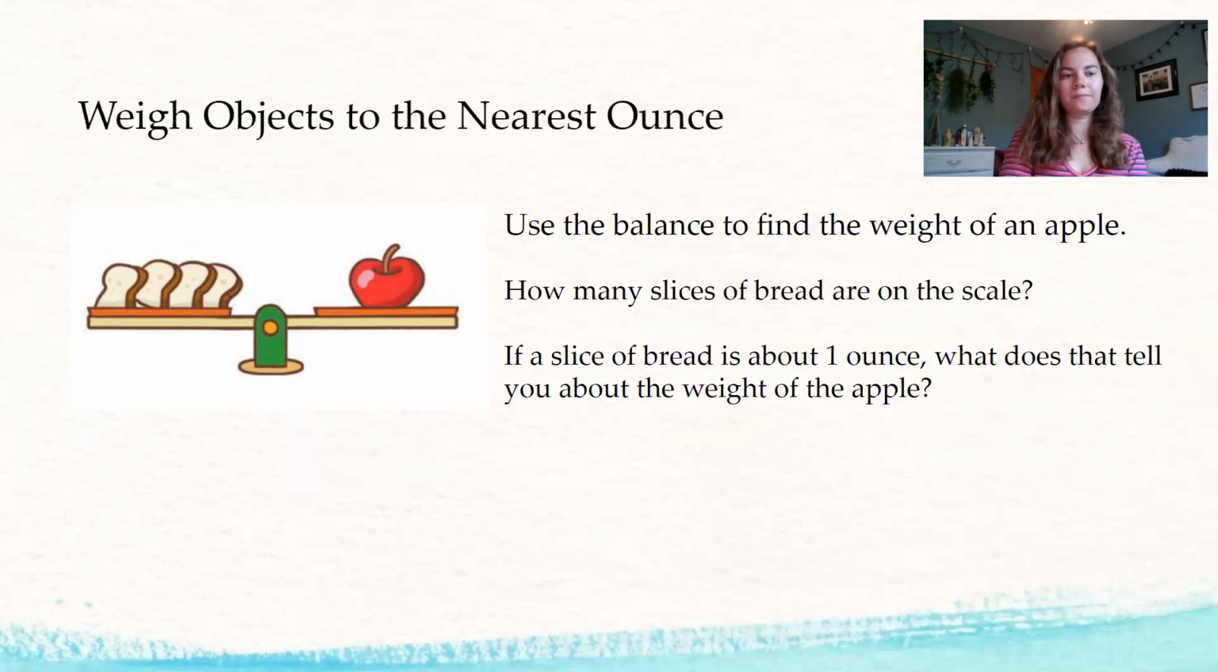Let's think about it. These are equal weights, remember, and 1 piece of bread is 1 ounce. So this is 1 ounce. Here's 2 ounces, 3 ounces, 4 ounces. So if all these pieces of bread together are 4 ounces, how many ounces is the apple? It is 4 ounces. Good job.